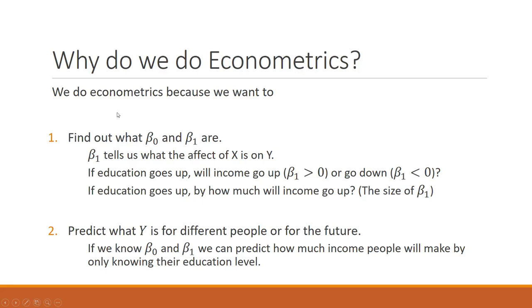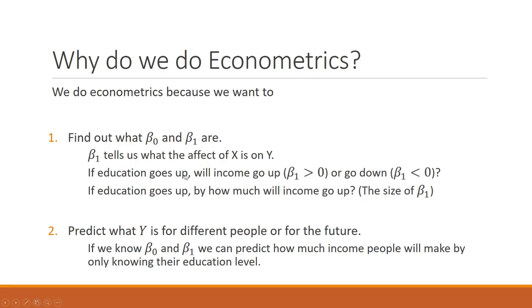Okay, so let's reinforce this. Again, why do we do econometrics? We do econometrics because we want to find out what beta 0 and beta 1 are. We want to get good estimates of beta 0 and beta 1. Beta 1 tells us what the effect of x is on y. That is, how does y change given a change in x? If education goes up, will income go up? All right, these are the things that we want to know.